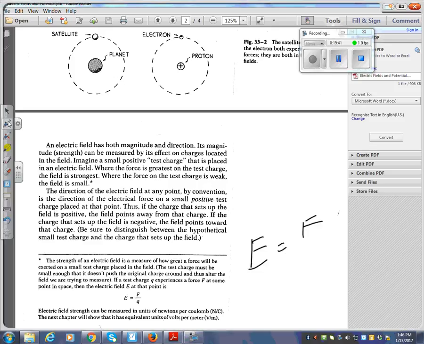E equals F over Q, right? E equals F over Q.